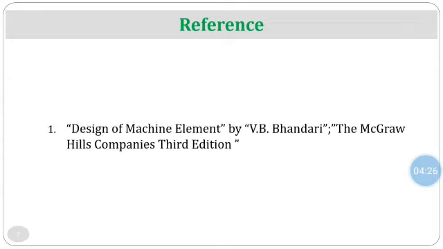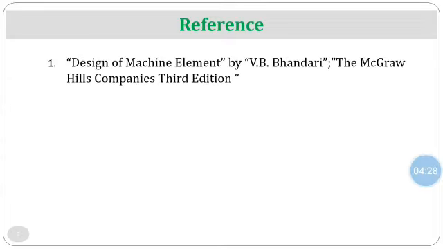Now, reference. I have referred for this Design of Machine Element by V.B. Bhandari by Tata McGraw-Hill's Companies, 3rd edition.